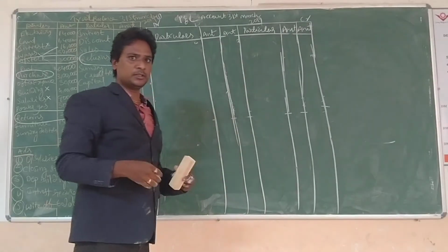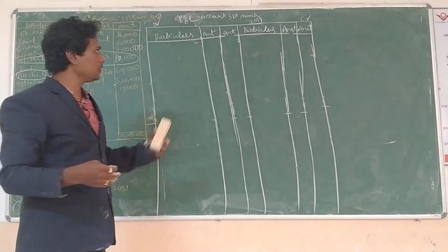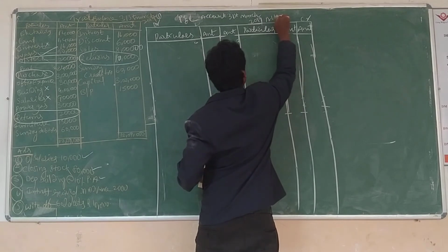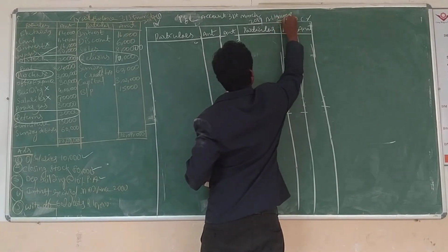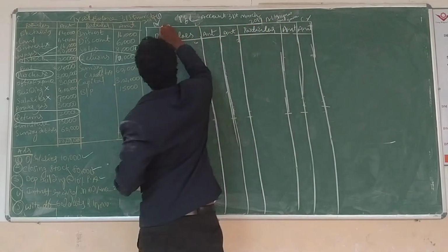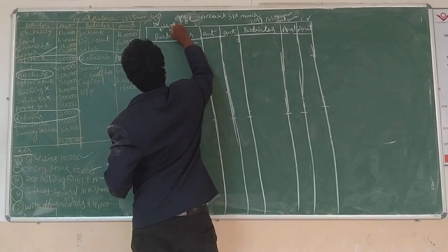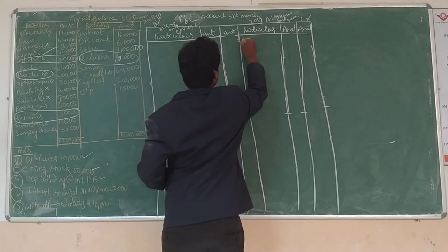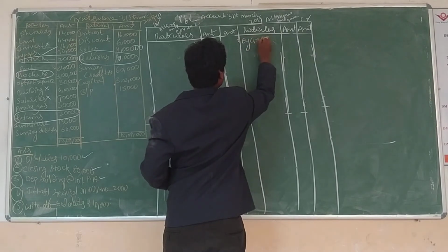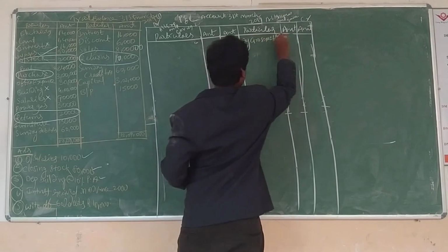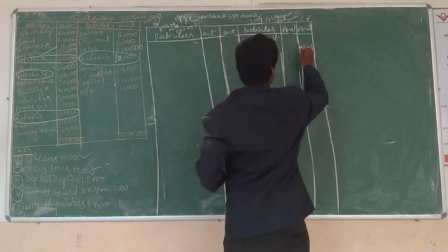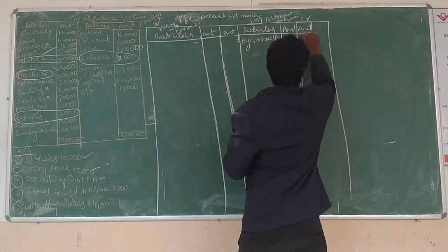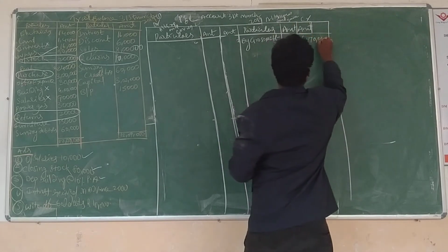So what we get from the previous trading account, profit or loss, we get only gross profit. So I already said all incomes and gains, all expenses and losses, debit and credit. So we get gross profit, right? How much gross profit? 4,70,000. Outer column. 4,70,000.